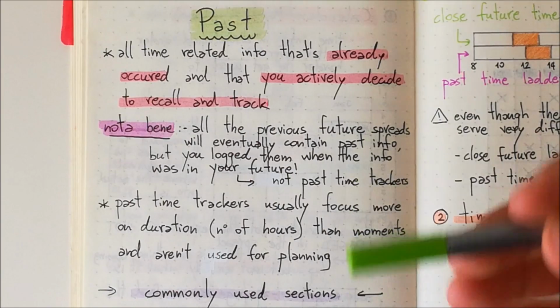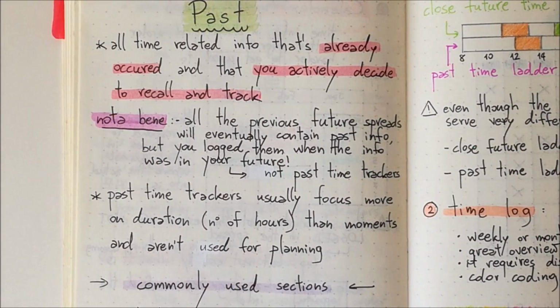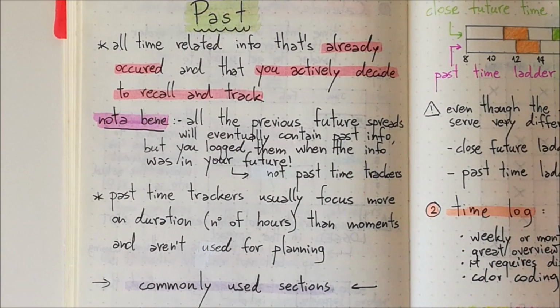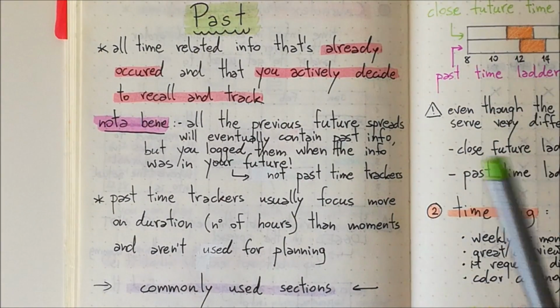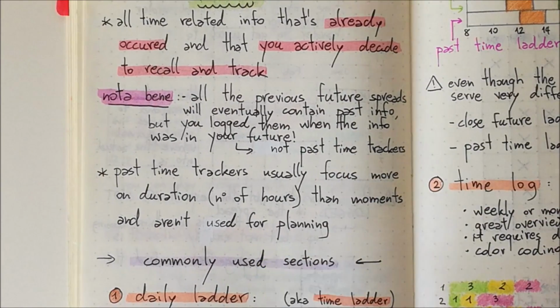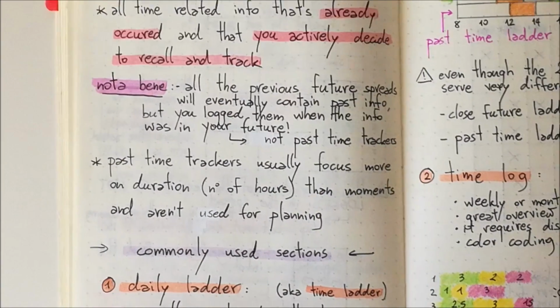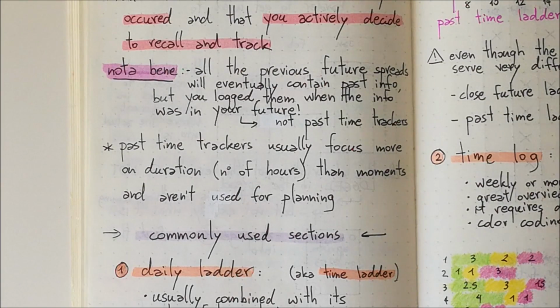Now be careful, all of your future spreads, of course, will eventually contain past information. However, what matters is the time when you do log things into your bullet journal. If you log something that's already occurred, it's a past time information. If you log something that will occur, that's a future information. Generally speaking, past time trackers focus more on duration, and they are mostly used to know how long or for how many hours you did a specific task. And you don't use them for planning because the event has already occurred.